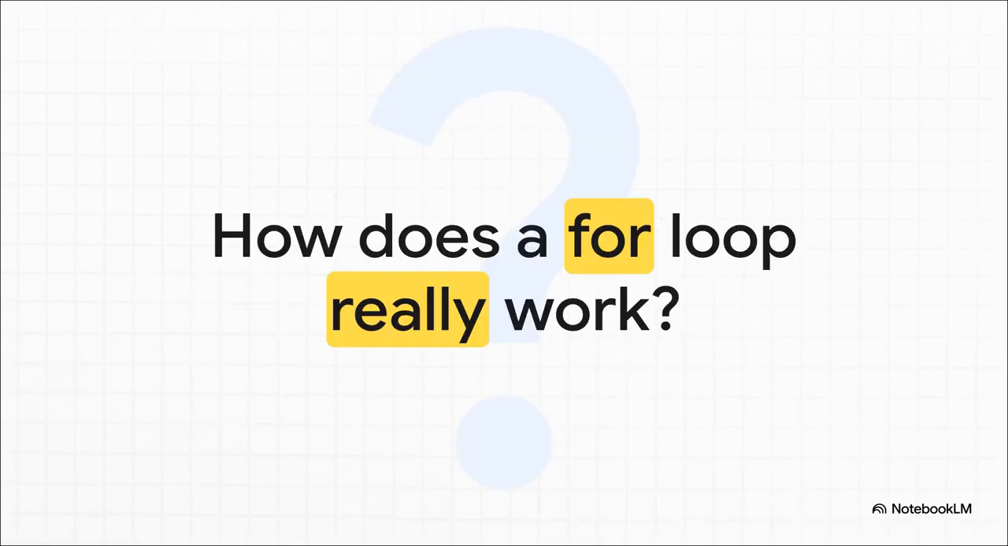Okay, so let's just dive right in. You type for item in my list maybe a million times a day without even thinking about it. But what is Python actually doing in the background? What's the hidden machinery that makes that simple line of code work so perfectly every single time?